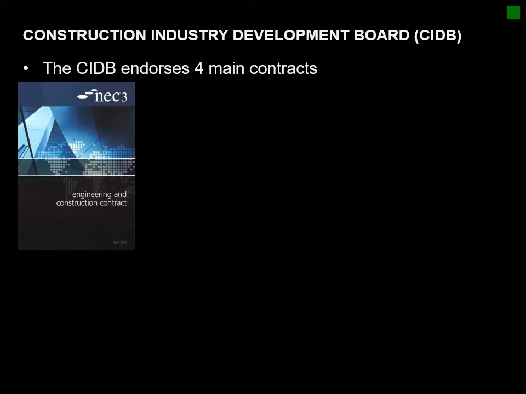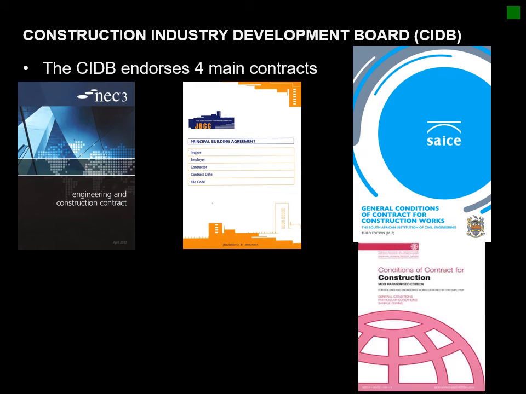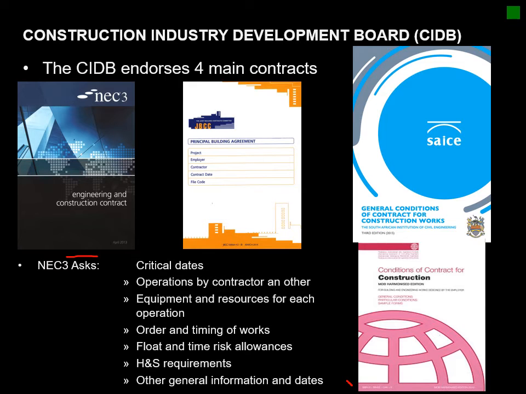Then the Construction Industry Development Board, just a couple of items. The CIDB endorses 4 contracts. Those are the contracts that I highlighted earlier. Please note that these are still the old contracts. The 2017 FIDIC came out, and the NEC 4 is also now the new contract being used. For instance, in that example which I highlighted earlier, this is the specific criteria that the NEC asks for, in comparison with the JBCC, which just specifies that there should be an approved program in place.